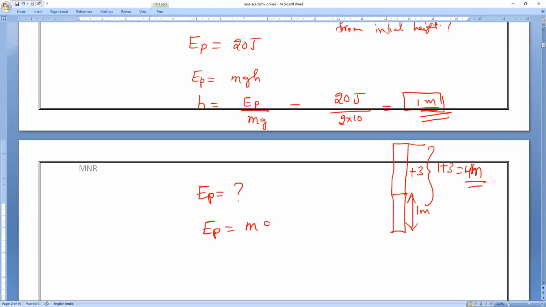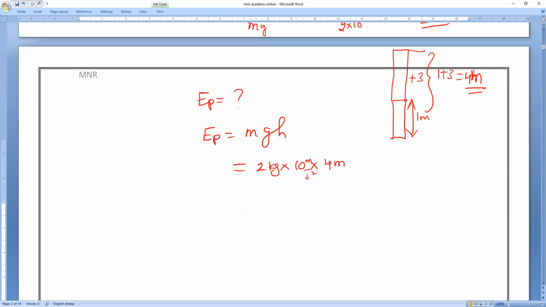Potential energy is equal to m into g into h. So mass is 2 kg, g value is 10, and h is 4 meters. So 2 into 10 into 4, 80 kilogram meter square per second square, which is equal to how many joules? 80 joules. So this is one of the most important ways of asking numericals.